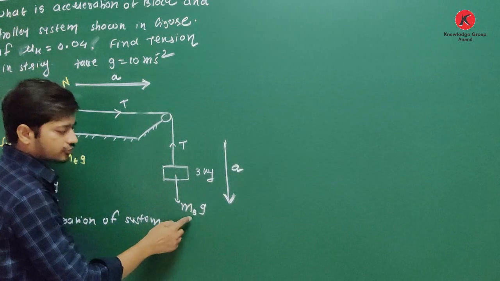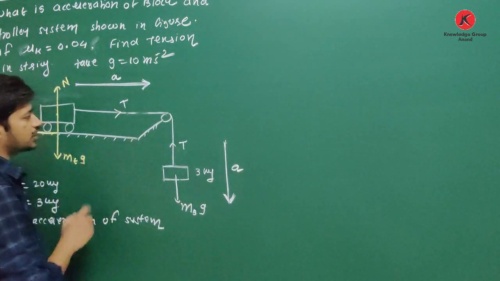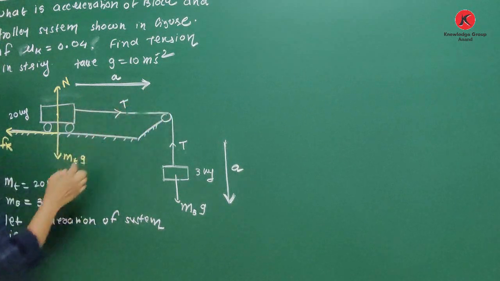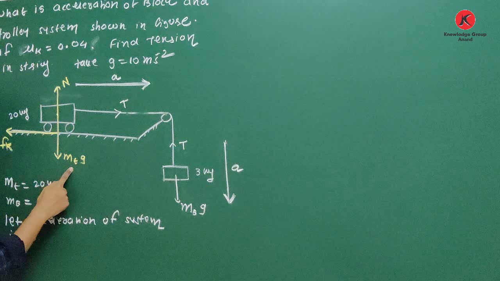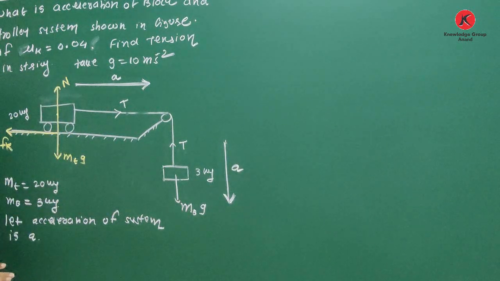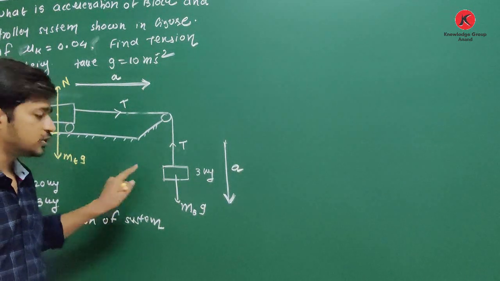Yes, this block is moving in downward direction. This string becomes tight, so yes, tension T. As it is moving in this direction, for the trolley, the friction force is in the opposite direction. Weight is always in vertically downward direction, and here it is normal reaction. It is not in contact, so no normal force and no contact friction force.